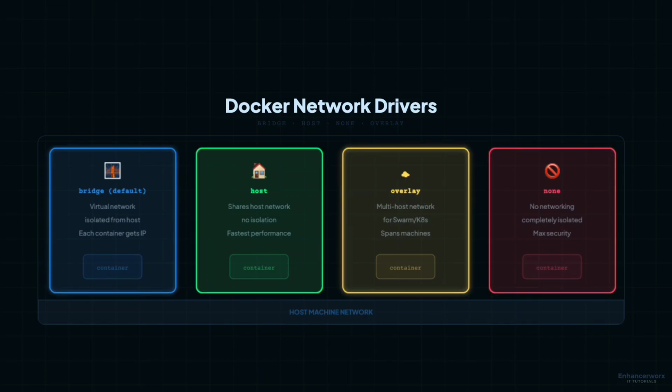The bridge driver is the default. Each container gets its own IP on a virtual network, isolated from your host machine. The host driver removes isolation, so the container shares your machine's network interface directly. It's faster, but less secure. The overlay driver spans multiple machines, which is essential for Docker Swarm and Kubernetes. Finally, the none driver means no networking at all, offering maximum security for specific tasks.